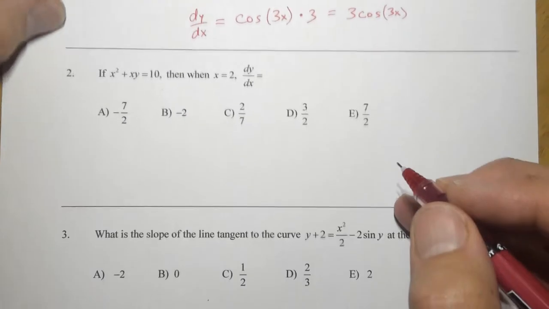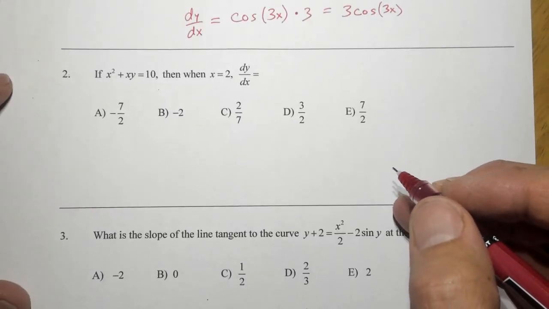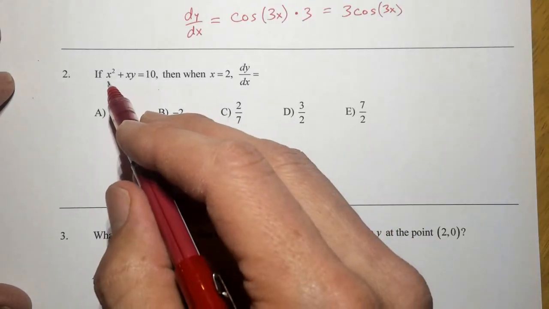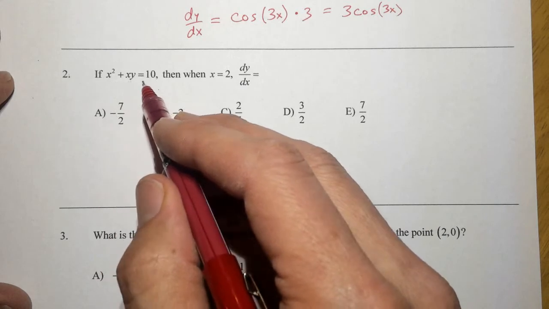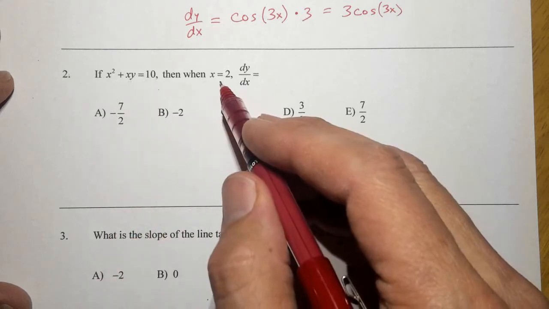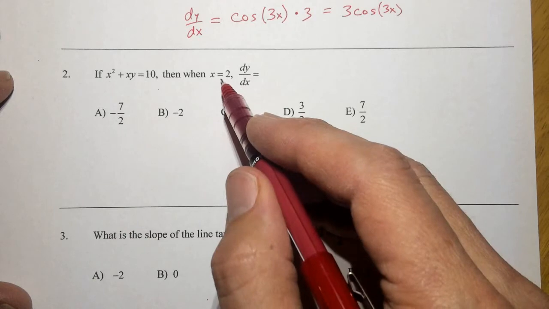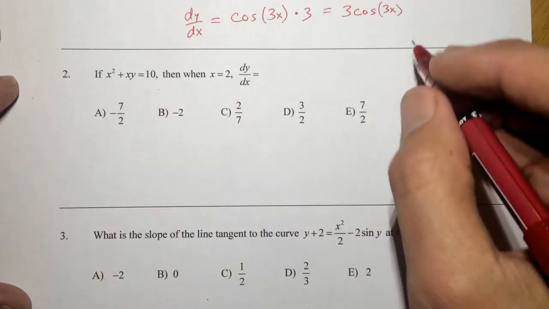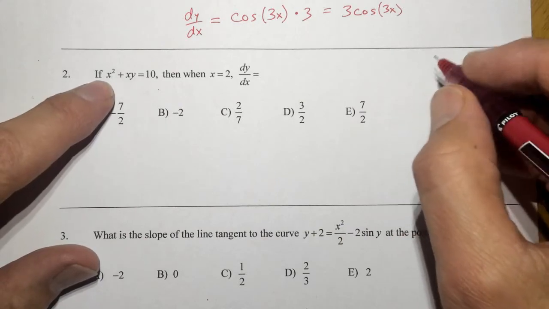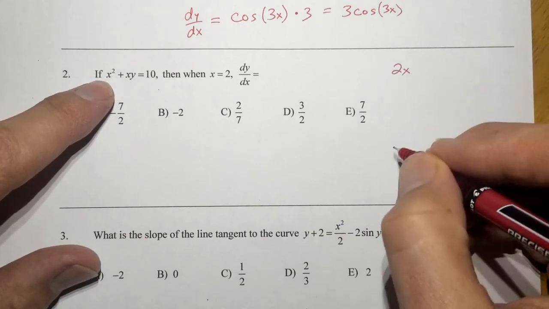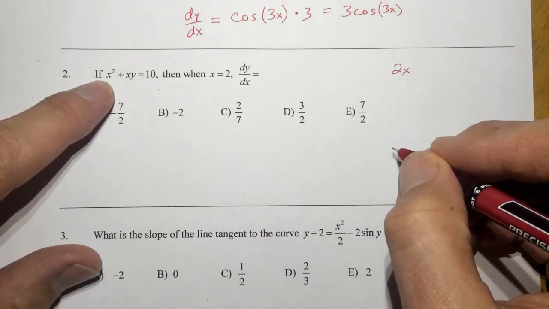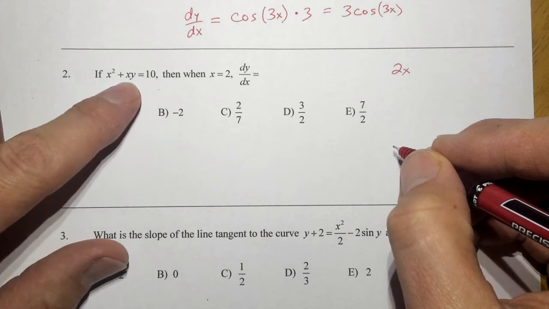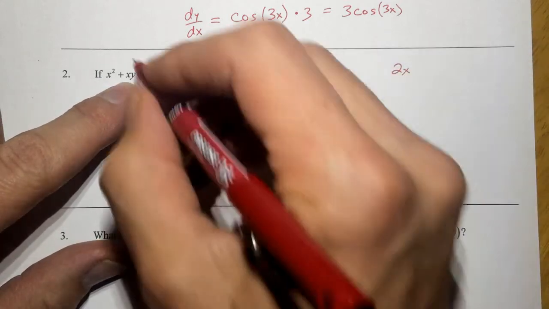For problem number 2, we're now moving to implicit differentiation. We're given this curve right here, x squared plus xy is equal to 10, and we're asked to calculate what dy dx is equal to when x is equal to 2. All right, so we have to do implicit differentiation, so I'll do that over here. We have 3 terms. The first term is x squared. We're deriving with respect to x, so that will become 2x. We then see xy. That is a product, so we must use the product rule.